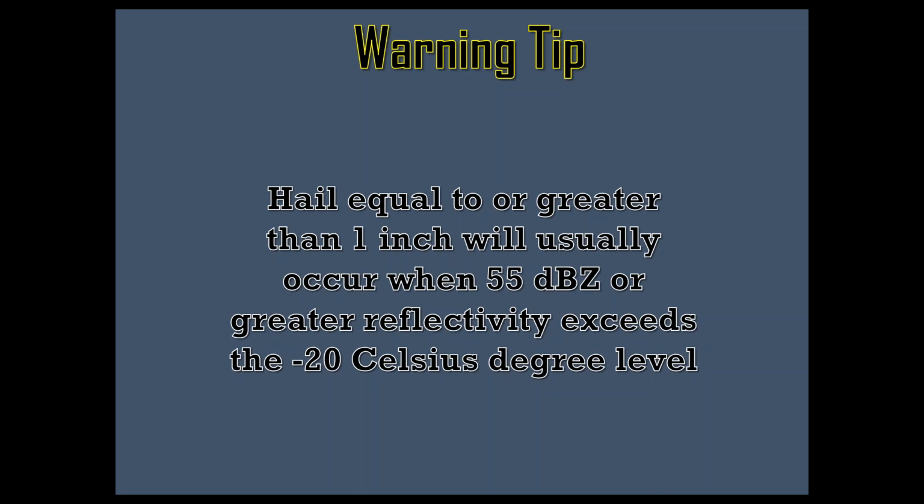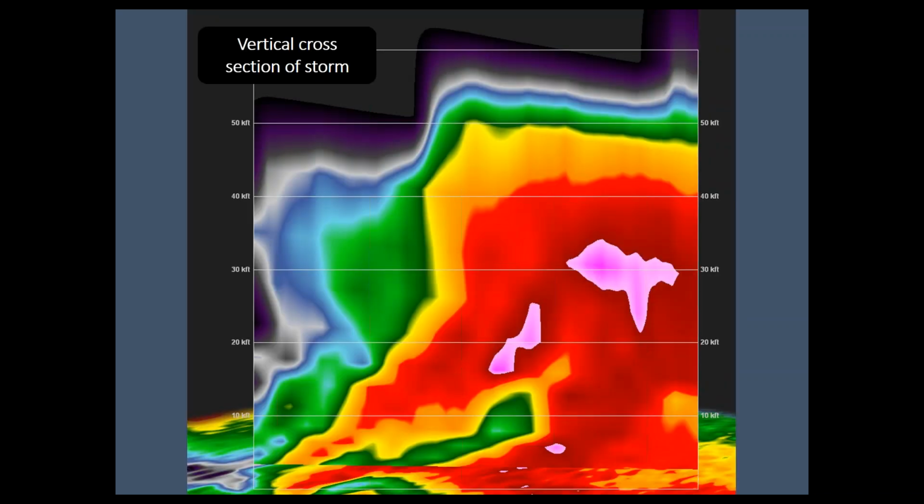Warning tip: hail that is equal to or greater than an inch, so hail the size of quarters, the threshold we use for severe storms, is usually going to occur when you have 55 dBZ or higher that exceeds the minus 20 Celsius level. Well, you say, how would you ever figure out that minus 20 Celsius? How do we figure that out? So let me go back to that.